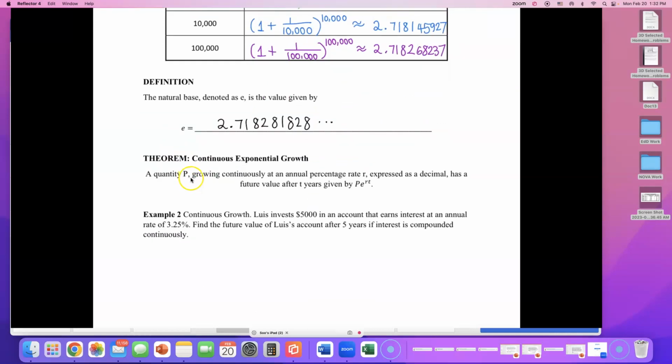Okay, now I think we're going to give the equation that you can use for continuous compounding here. The quantity P growing continuously at an annual percentage rate r expressed as a decimal has future value after t years given by Pert. Okay, so anytime you see continuous compounding, you are going to write down A equals P times e raised to the rt power.